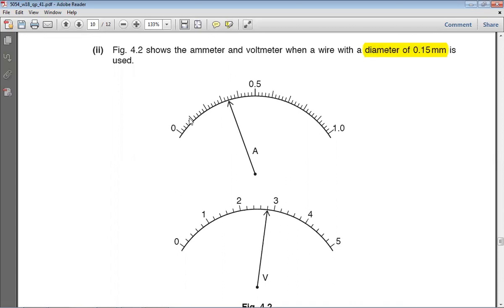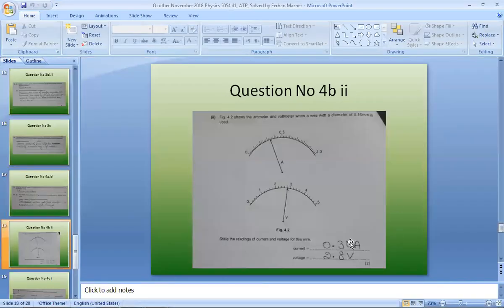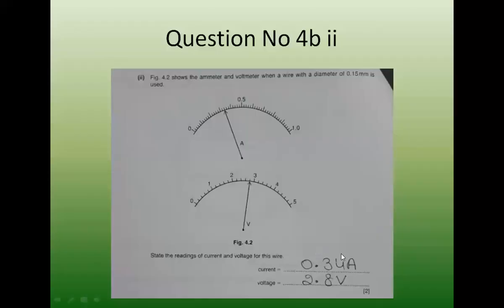And what's the reading here? It's 0.1, 0.2, 0.3, 0.4, 0.5. So it's between 0.3 and 0.4. So it will be 0.3, 0.32, this will be 0.34. So the reading is 0.34 ampere on this ammeter.